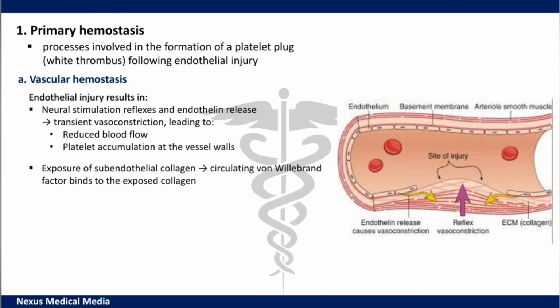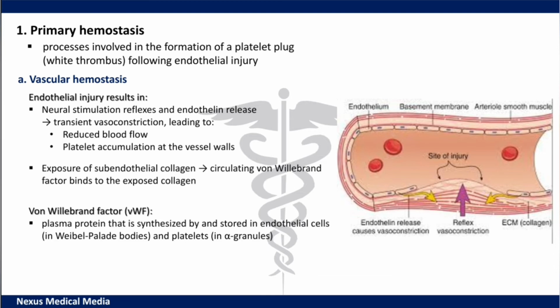Right, what is von Willebrand factor? This is a plasma protein that is synthesized by and stored in endothelial cells, thus in Weibel-Palade bodies, and in platelets in the alpha granules. So they are produced by endothelial cells and by the platelets. Von Willebrand factor mediates platelet adhesion and aggregation. It also binds factor 8, thereby preventing its degradation.